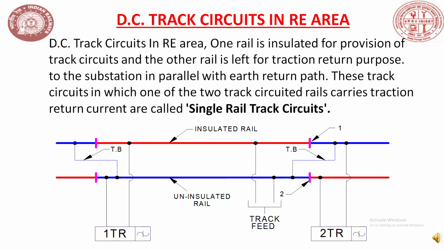DC track circuits in RE area. In DC track circuits in RE area, one rail is insulated for provision of track circuits and the other rail is left for traction return purpose to the substation in parallel with the earth return path. These track circuits, in which one of the two rails carries traction return current, are called single rail track circuits.